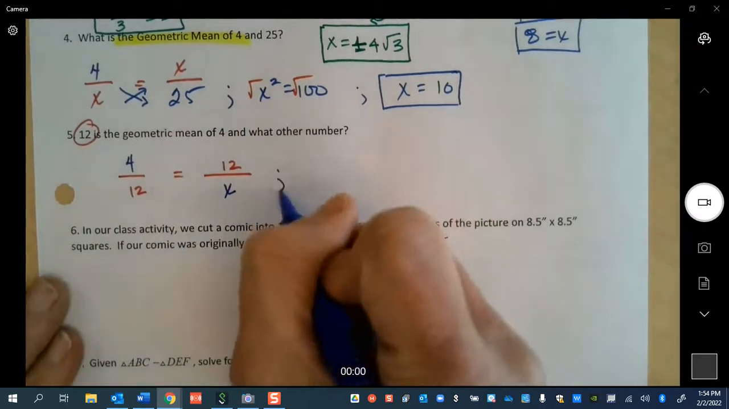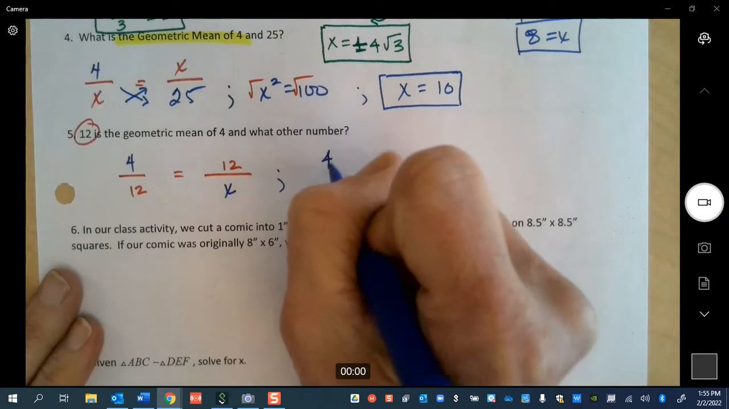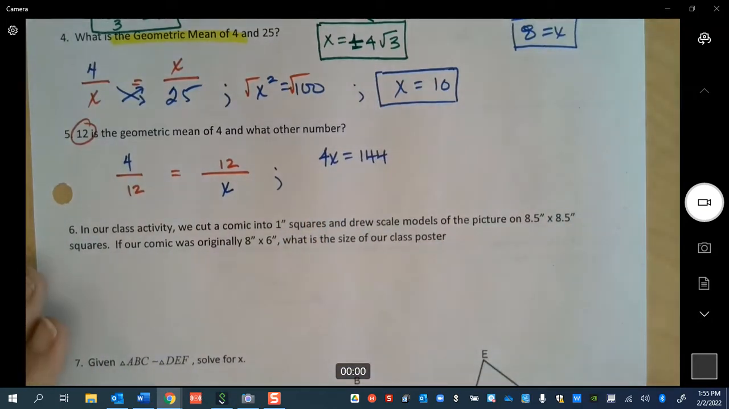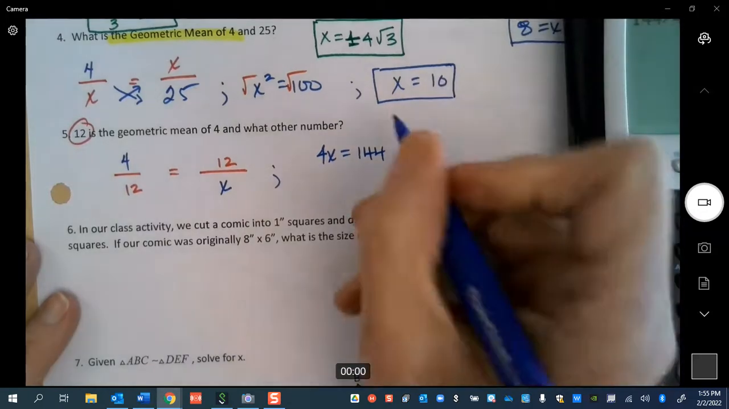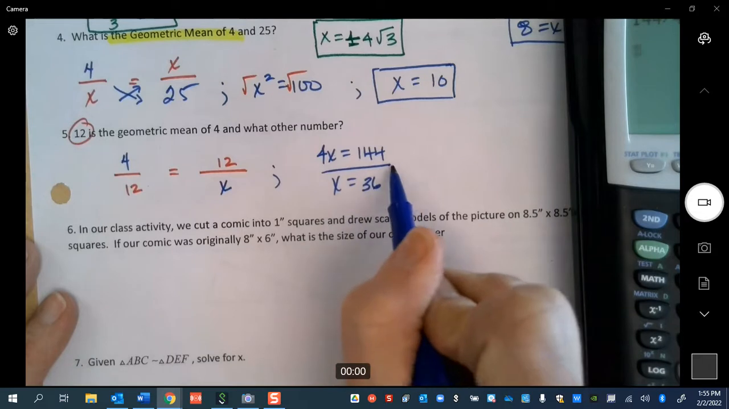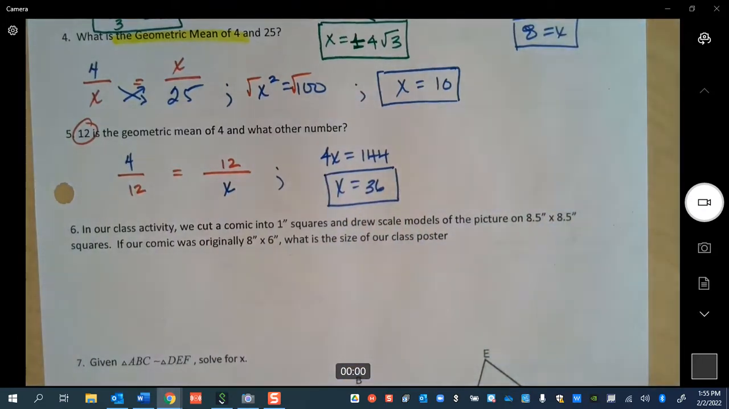Now again, nobody cares if I put 4 here or here, because at the end of the day, when I go to solve it, I'm finding my cross products. So I know that 4 times x is 144. So I know that 144 divided by 4 is equal to 36. So 36 and 4 have a geometric mean of 12.